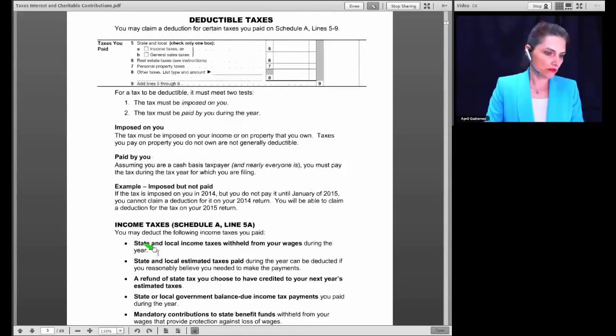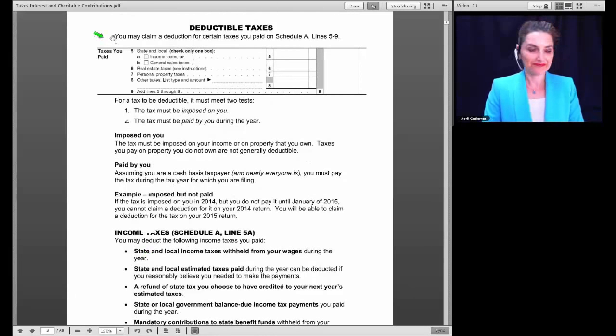I'm going to start with deductible taxes. And you can claim certain types of taxes as a deduction on Schedule A. Some kinds of taxes are eligible for special credits. So depending on the type of tax, you may or may not be able to deduct it on Schedule A, and we're going to look at some of the rules.